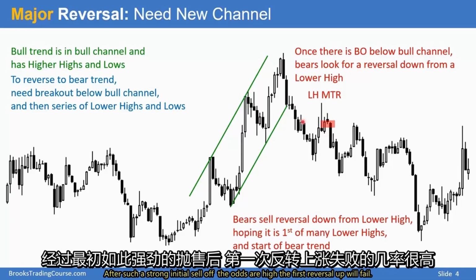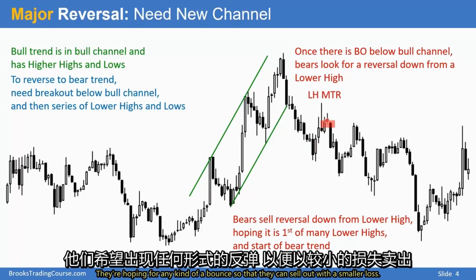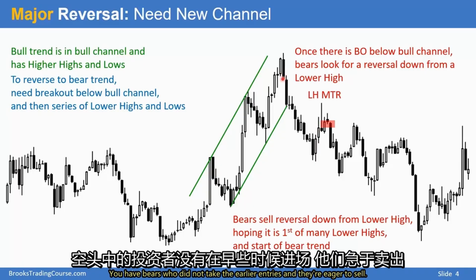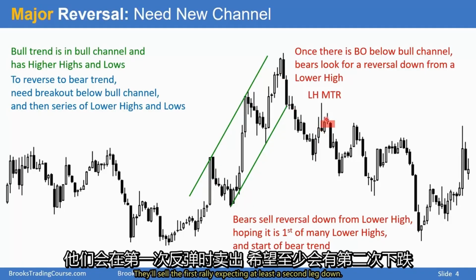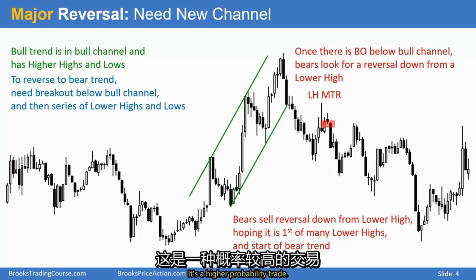After such a strong initial sell-off, the odds are high the first reversal up will fail. You have bulls who did not exit and now are holding a big loss. They're hoping for any kind of a bounce so that they can sell out with a smaller loss. You have bears who did not take the earlier entries and they're eager to sell. They'll sell the first rally expecting at least a second leg down. The result is a lower high after a strong bear breakout usually leads to at least a small second leg. It's a higher probability trade.